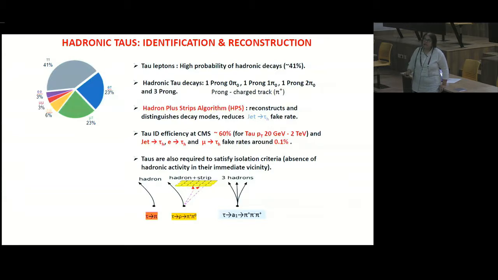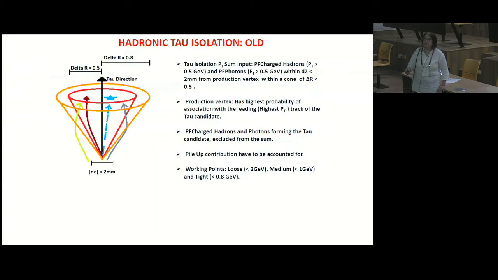Okay, so the taus are also required to satisfy the isolation criteria, because these are prompt, very fast tau hadrons, and they should not be associated with a lot of energy around them. And we have to require the absence of hadronic activity in their immediate vicinity. Okay, so this is one more condition that is really needed. And this is described in many places.